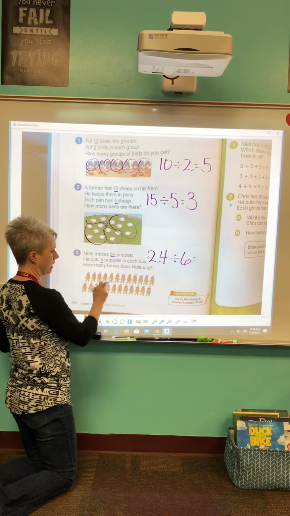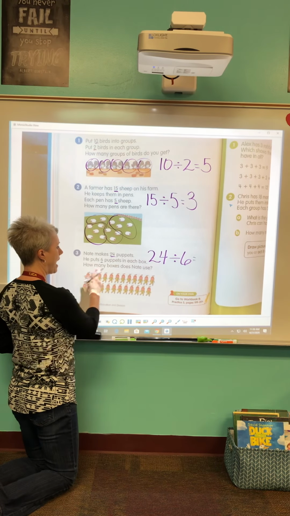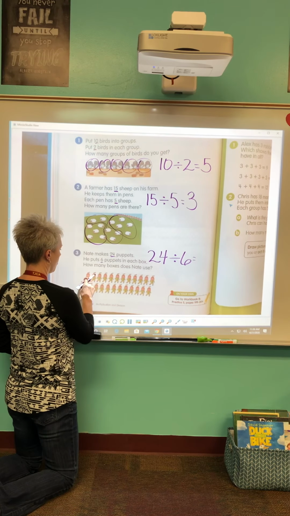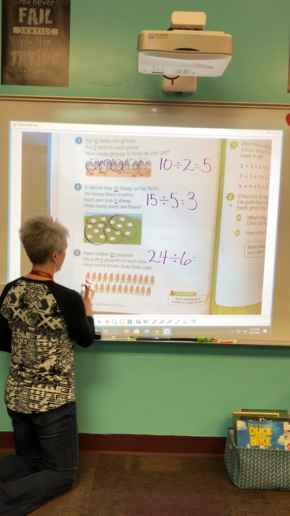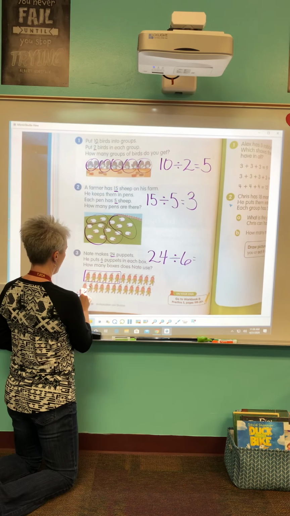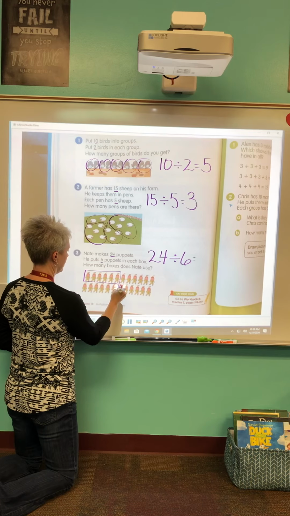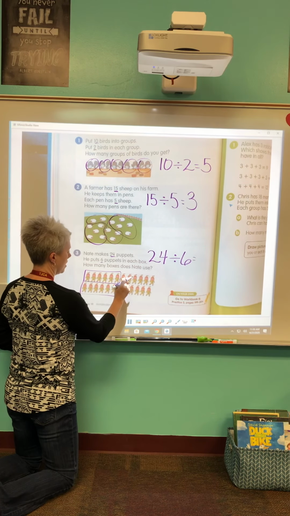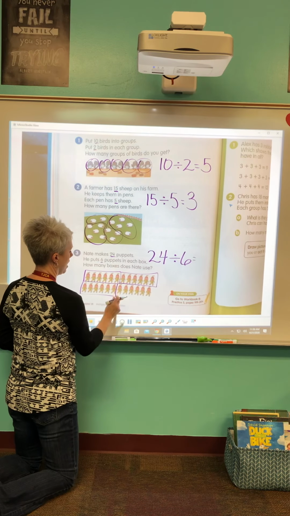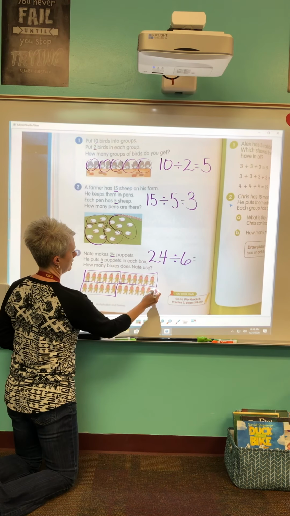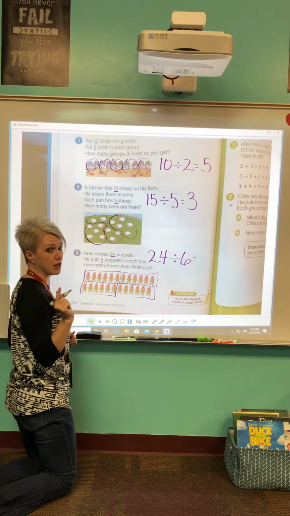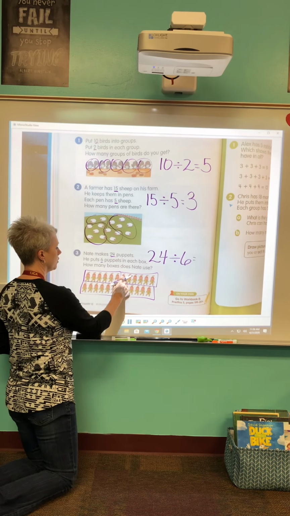We have 24 altogether. We're putting 6 in each box. How many boxes does Nate need? Well, let's just count. 1, 2, 3, 4, 5, 6. There's one box. 1, 2, 3, 4, 5, 6. There's one box. So I have got 6 puppets in each box. How many boxes do I have? 1, 2, 3, 4.